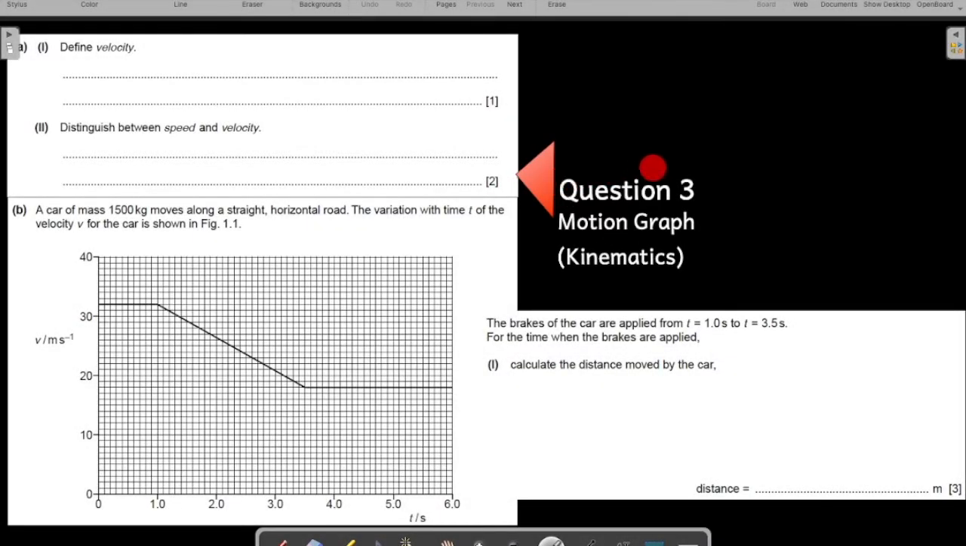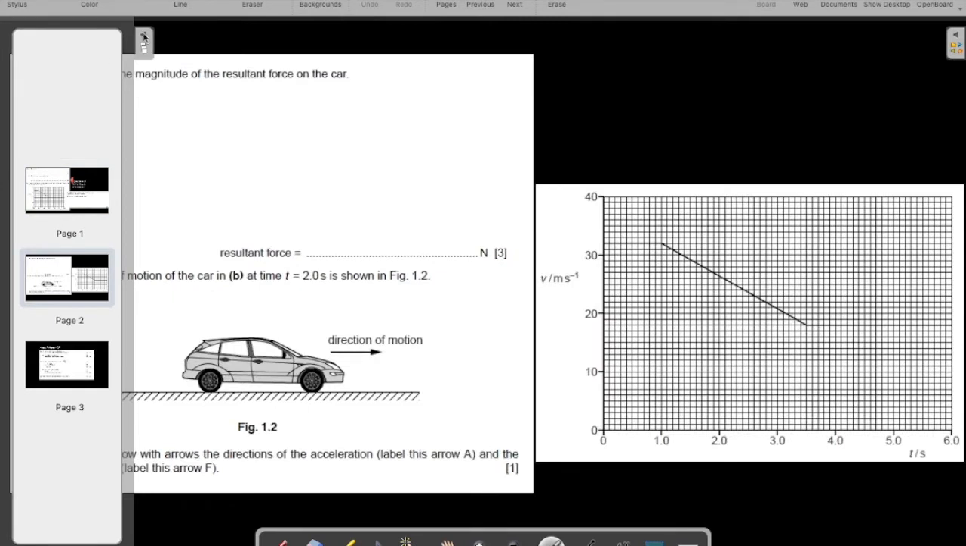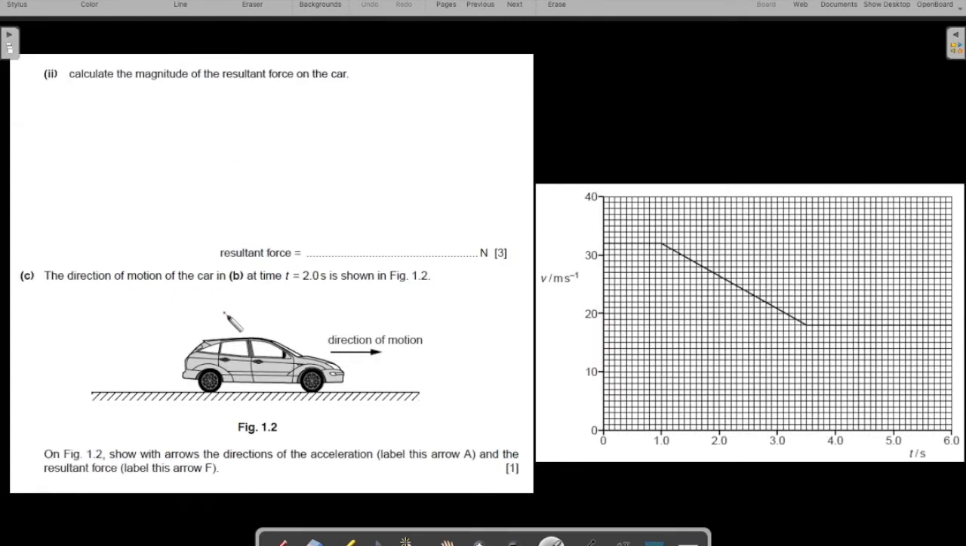Alright, so this is your question number 3 on motion graph kinematics. It is a long question split across 2 screens, and as I always say, please try to attempt the question yourself, and then you can come back and play the video and you can see the working of it. This is the first screen of the question. It's a long question. You can take a snapshot, and this is the second screen of the question.